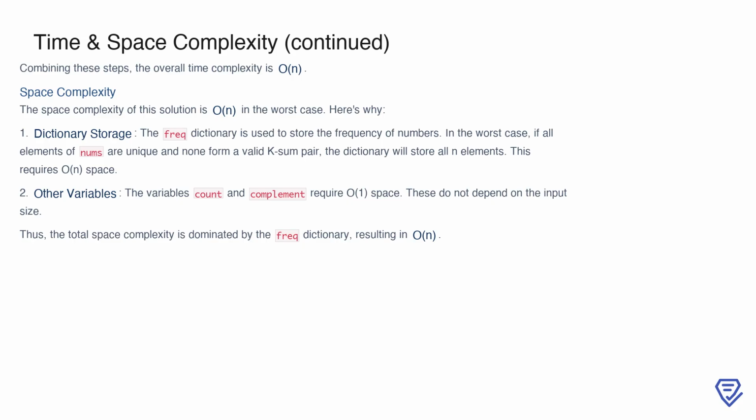Now, combining all the steps, we confirm that the overall time complexity is O(n). Moving on to the space complexity, the solution uses a dictionary, frequency, to store the frequency of numbers. In the worst-case scenario, if all the elements in the array are unique and none of them form valid k-sum pairs, the dictionary will need to store all n elements. This means the space required for the dictionary is O(n). Additionally, the algorithm uses a few single-value variables like count and complement, which require only constant space, or O(1). Since these variables do not scale with the size of the input, the total space complexity is dominated by the dictionary, making the overall space complexity O(n).